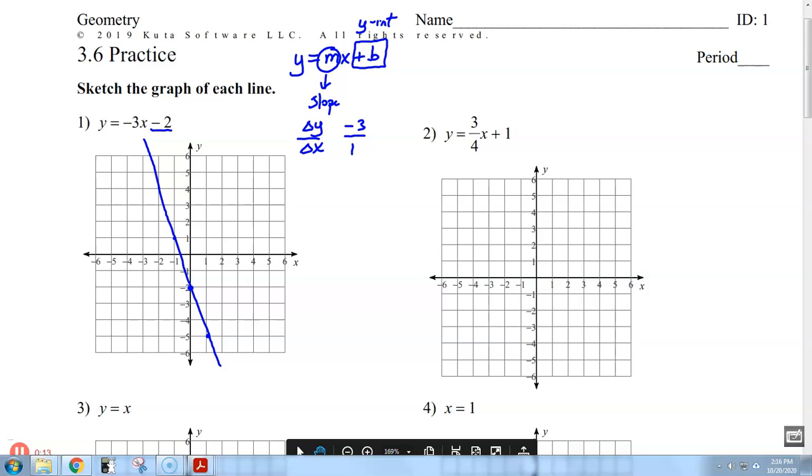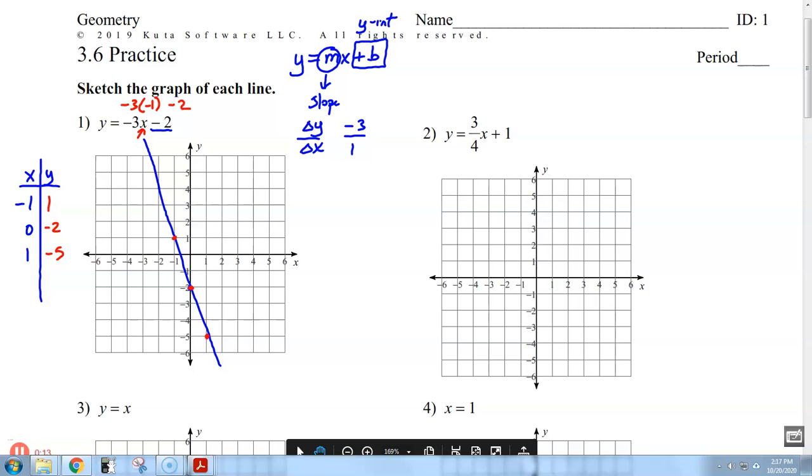Now, the other option is, if you're not very good at slope-intercept form, you could always make a table, and you could choose a few x values and plug them in. So you could say, I'm going to go -3 times -1 minus 2 and crank that out. That'd be 3 minus 2, that'd be 1. So now I have a point, -1, 1. If you stick 0 in here, that'd be -3 times 0 minus 2, that'd be -2, which would be that point. If you pop a 1 in there, you get -5, which would be this point.